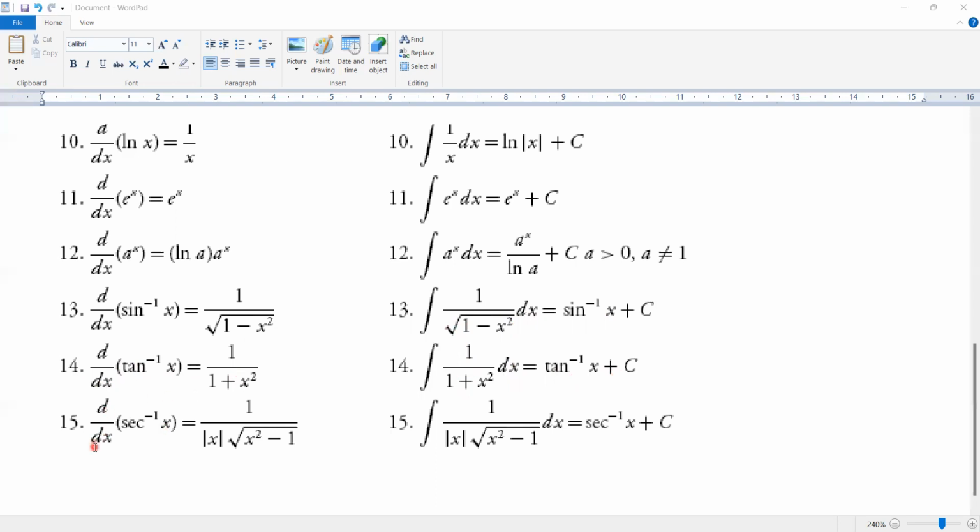Derivative of sec inverse x with respect to x is 1 upon x into square root of x square minus 1. Integration of 1 upon x into square root of x square minus 1 dx is sec inverse x plus c.